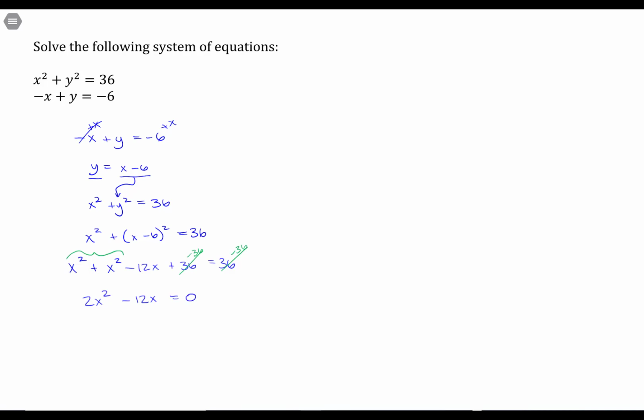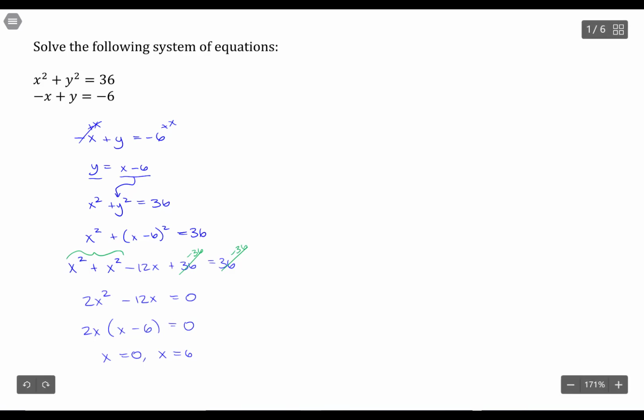The easiest way to factor this is to pull out a common factor of 2x. So 2x times (x minus 6) equals 0, so that x equals 0 and x equals 6. So these are the x locations of the two intersection points. So what's happening is my line is intersecting with the circle in two places. But I need to have the y solutions as well.